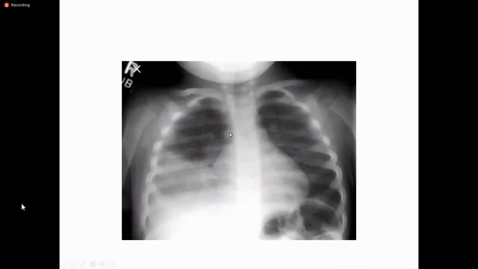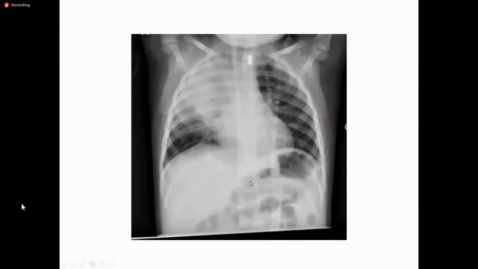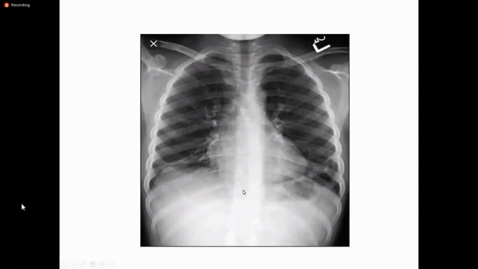Next is again the picture of X-ray of lobar pneumonia, which is involving the middle and lower lobe of the right side. This is lobar pneumonia, which is involving the upper and middle lobe of the right side. This is the example of bronchopneumonia. We can see bilateral infiltrates. On both sides we can appreciate bilateral infiltrates.